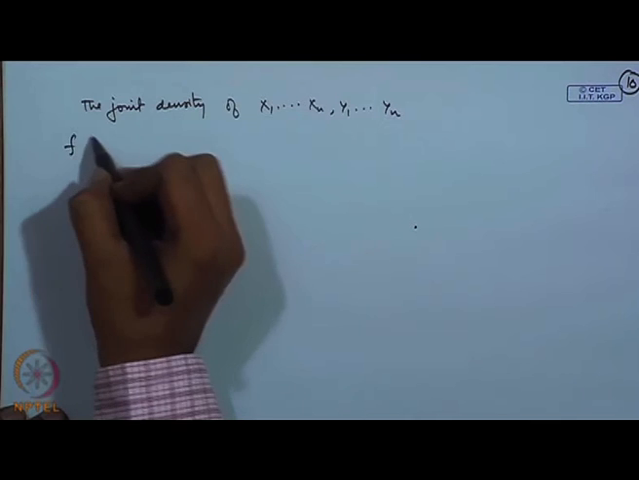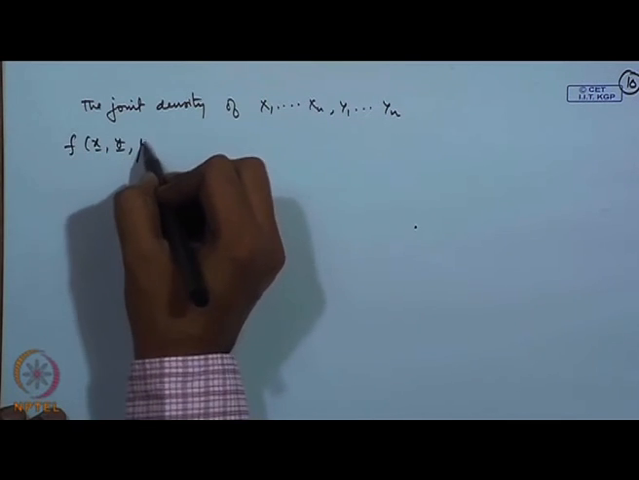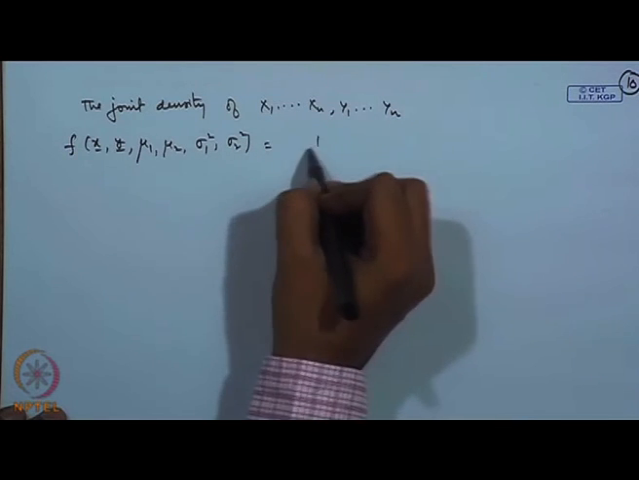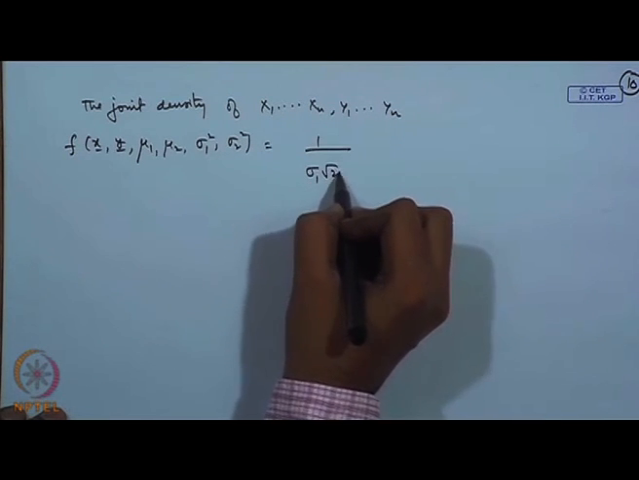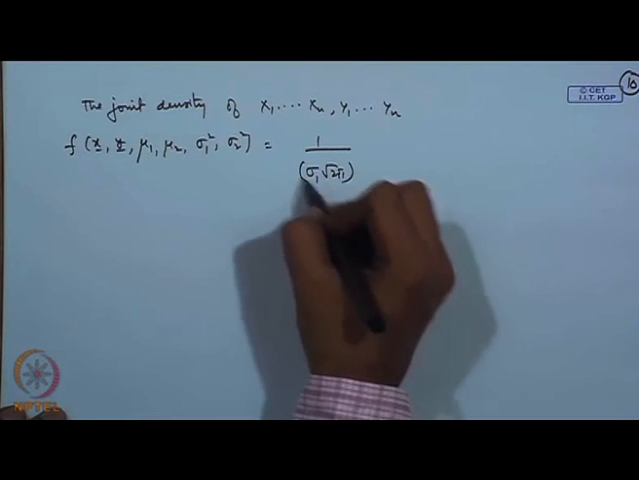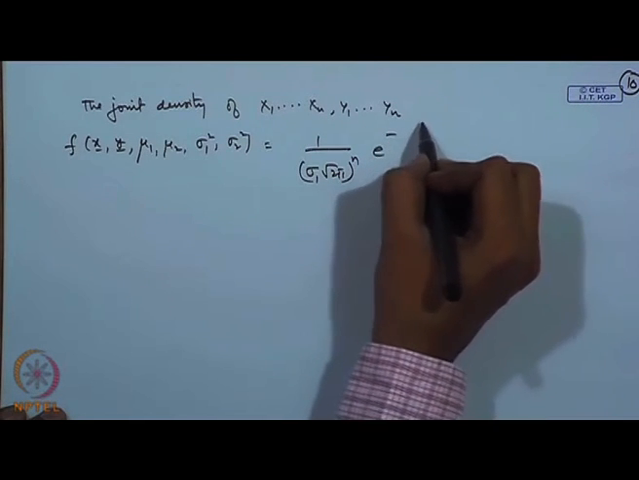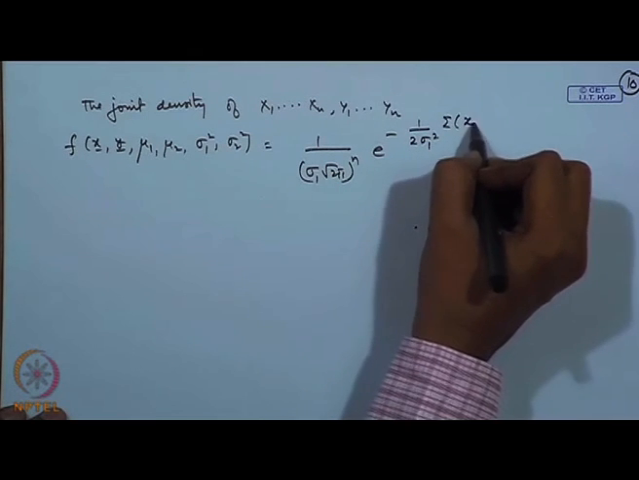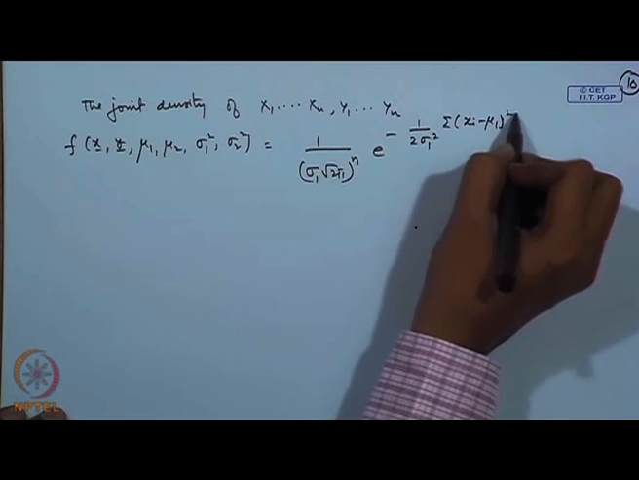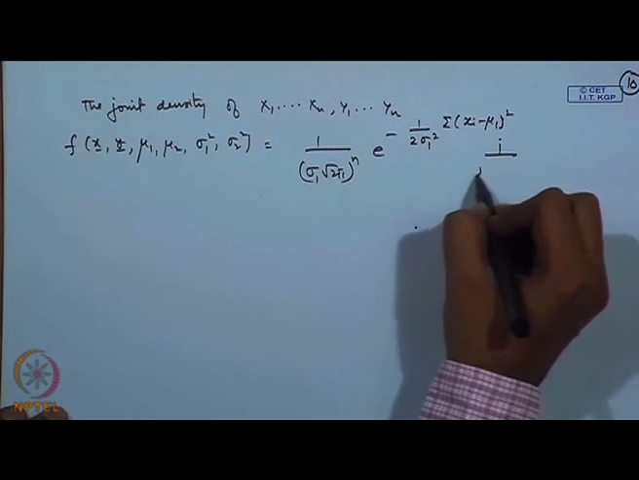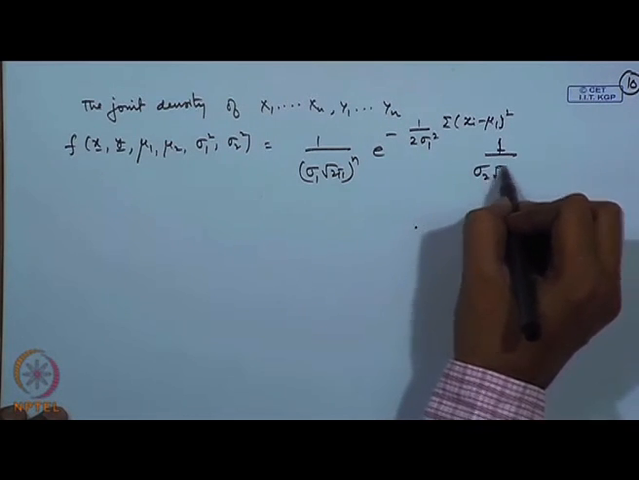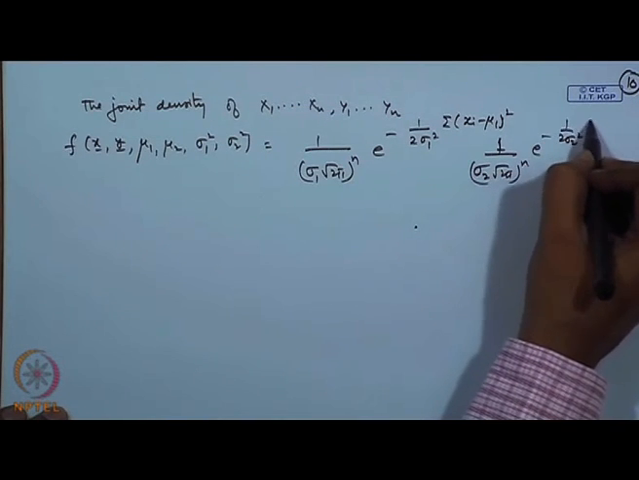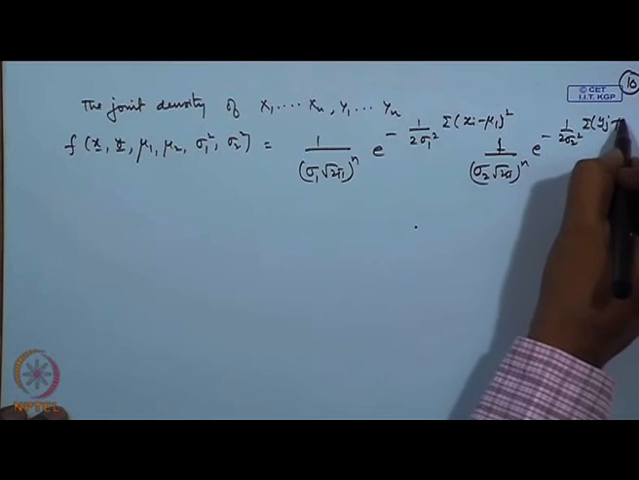Then that will be f of x, y, mu 1, mu 2, sigma 1 square, sigma 2 square, equal to 1 by sigma 1 root 2 pi to the power n, e to the power minus 1 by 2 sigma 1 square, sigma x i minus mu 1 square, times 1 by sigma 2 root 2 pi to the power n, e to the power minus 1 by 2 sigma 2 square, sigma y j minus mu 2 square.